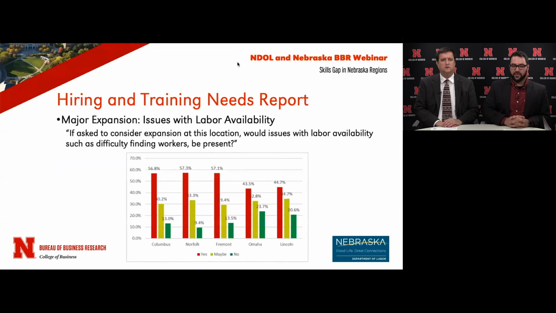So we asked employers to consider expansion at their location, and if issues with labor availability, such as difficulty finding workers, would be present. As you can see in this graph, in each area from Columbus to Lincoln, the greatest percentage of employers responded that yes, issues with labor availability, such as difficulty finding workers, would be present. And those of you who said 40 to 59% were correct. However, in Omaha and Lincoln, the percentage of employers who responded yes was smaller than in the Northeast area.